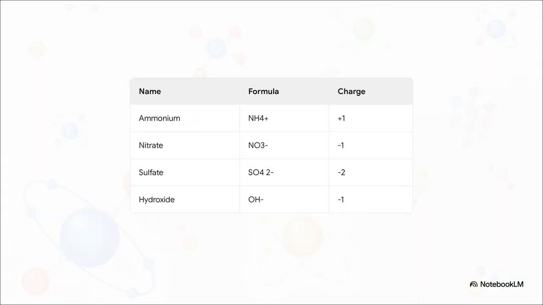Of course, sometimes nature throws us a curveball. Atoms can actually form a covalently bonded group that carries a net electrical charge, acting entirely as a single unit. We call these polyatomic ions. Just look at how ammonium acts as a single package with a +1 charge, or nitrate with a -1. The big takeaway? When you see these in a formula, they move and behave together as one completely unified entity.